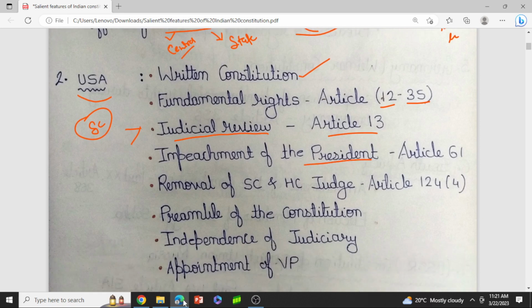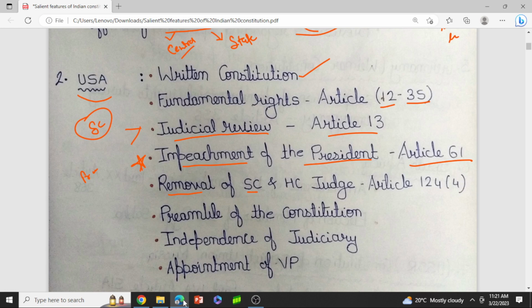Impeachment of the president. So when the office of the president is to be vacated, or some kind of removal has to be done against the president, it is not a removal process, it is an impeachment process. This impeachment process of the president, again, we will be doing in the detailed session. Here we are just going to understand the basic features which are taken from the different sources. This is given in Article 61.